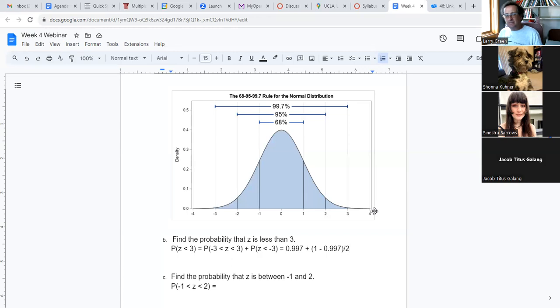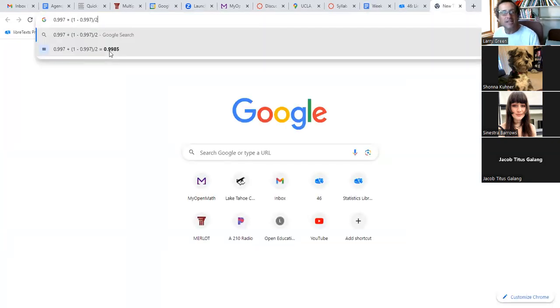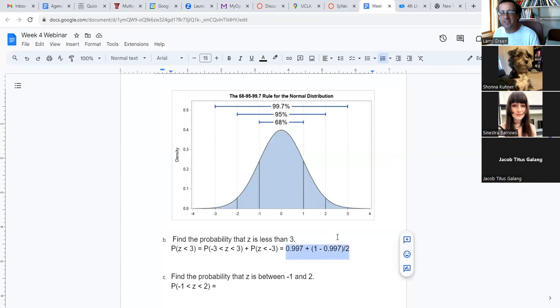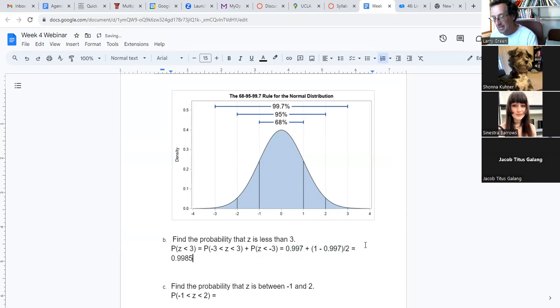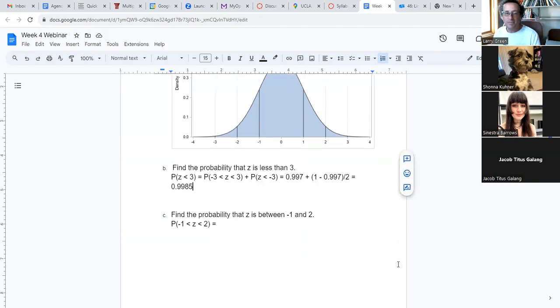Any questions on that? What I can do, I can just copy that guy, put it into Google, and it goes 0.9985. One nice thing about Google, it just knows that I wanted a calculator. So let me stop. Are there any questions about how I found the probability that z is less than 3? We'll have a little basic geometry here. Okay, if there are no questions, let's do part C.